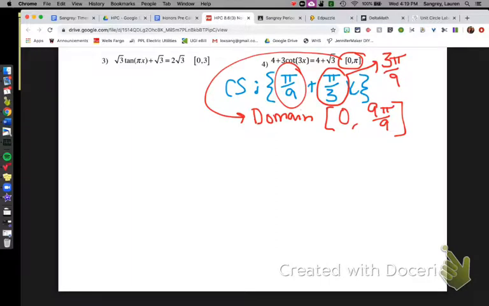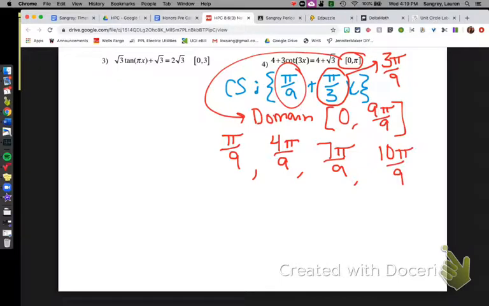So we start with the pi over 9. That's in the domain. And I'm adding 3 pi over 9, which will get 4 pi over 9. And I'm going to keep adding 3 pi over 9, which is equivalent to the pi over 3, until I'm no longer in the domain. So it looks like, yep, there's a 10 pi over 9, so now I am out. So my restricted domain solution is pi over 9, 4 pi over 9, and 7 pi over 9.